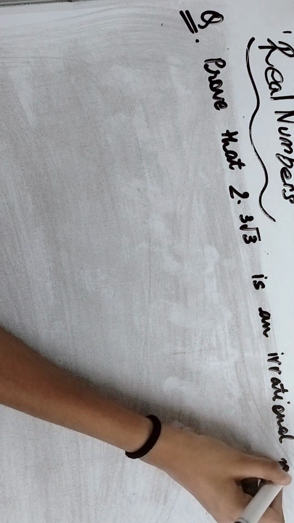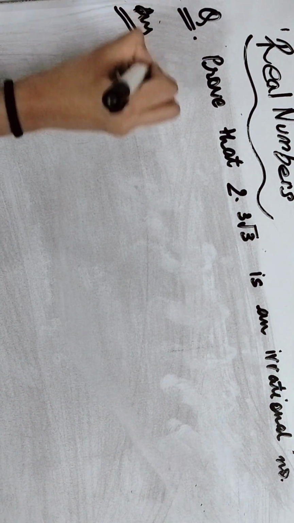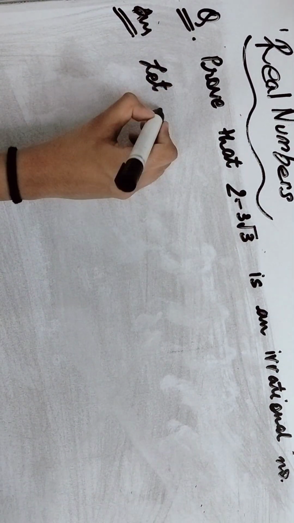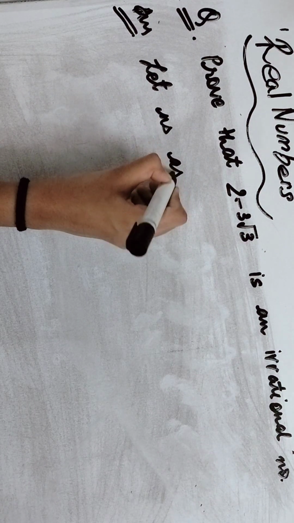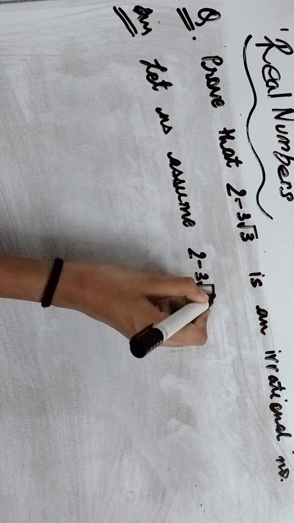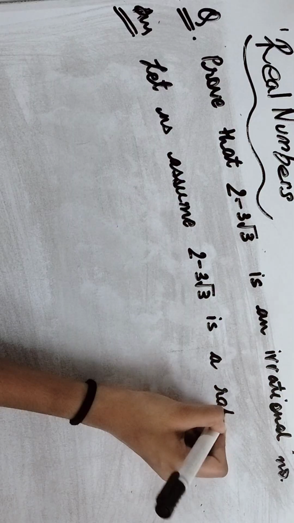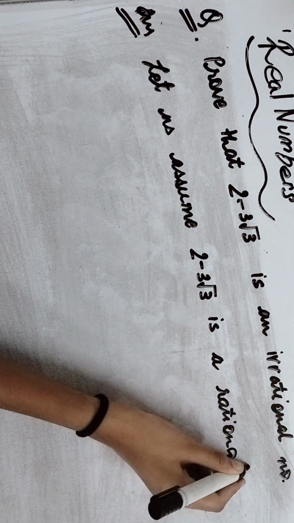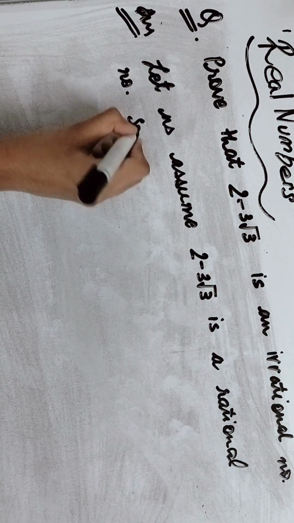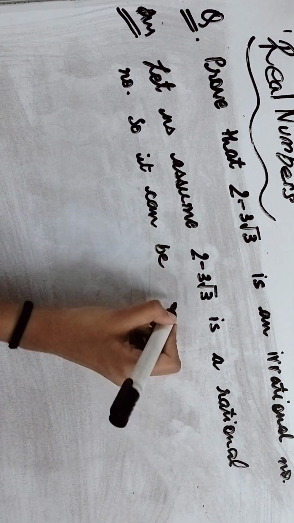Here also, let us assume 2 minus 3 root 3 is a rational number. In that case, this can be expressed in the form of p by q, where p and q are co-prime integers and q is not equal to 0.